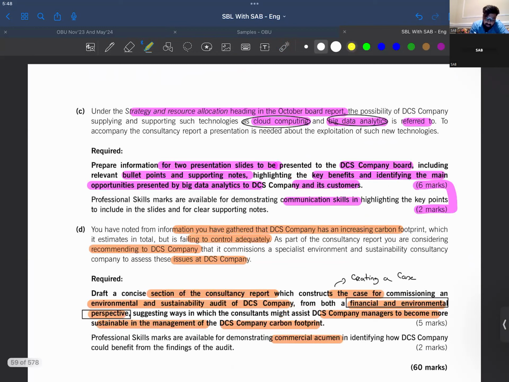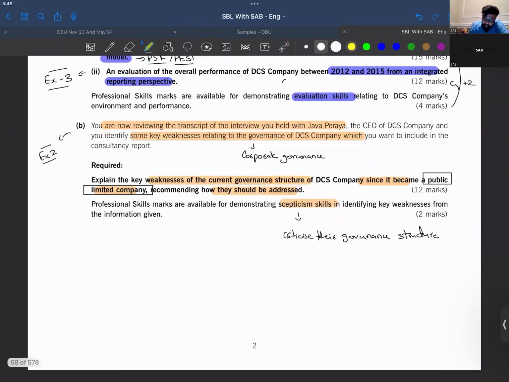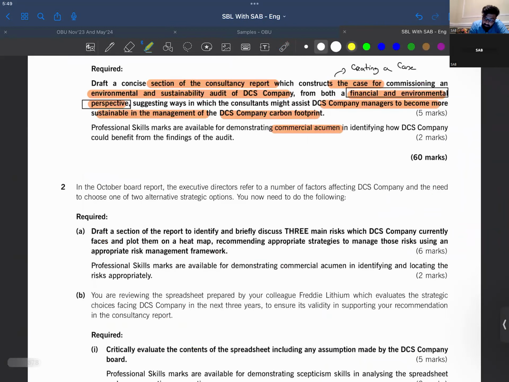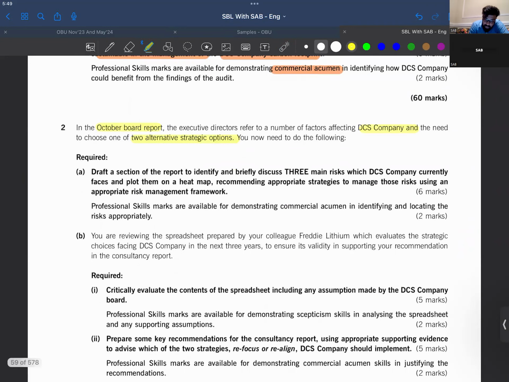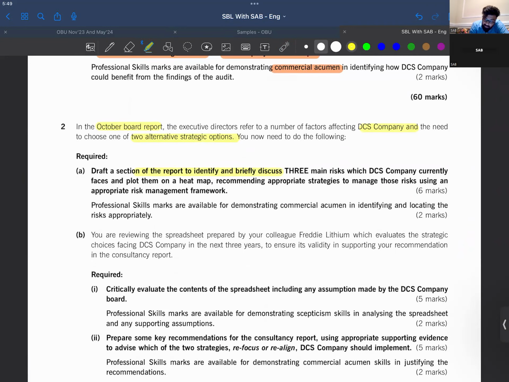Now, the second requirement. In the October board report, the ED refers to a number of factors affecting DCS company and they need to choose one of the 2 strategic options. So a section of a report identifying and discussing 3 main risks which DCS company currently faces and plotting them on a heat map. So now they want you to make a heat map also, identify 3 main risks, right?